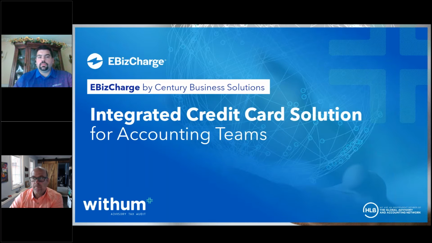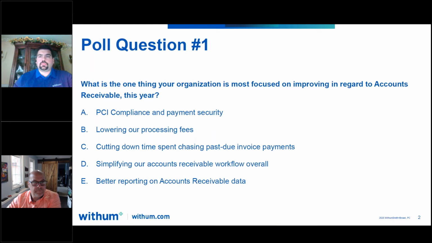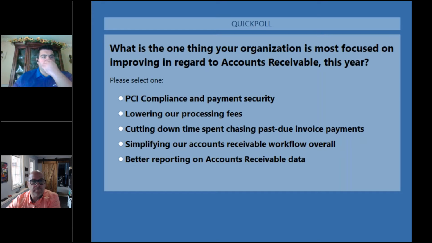With that said, I think we have a poll question for everybody. So Ashley, I'll turn it over to you so we can start with the first poll question. All right, great. I will launch the first question. What is the one thing your organization is most focused on improving in regard to accounts receivable this year? PCI compliance and payment security, lowering our processing fees, cutting down time spent chasing past due invoice payments, simplifying our accounts receivable workflow overall, or last but not least, better reporting on accounts receivable data. So just make sure you are answering all of the polling questions for today so you can receive your credit.